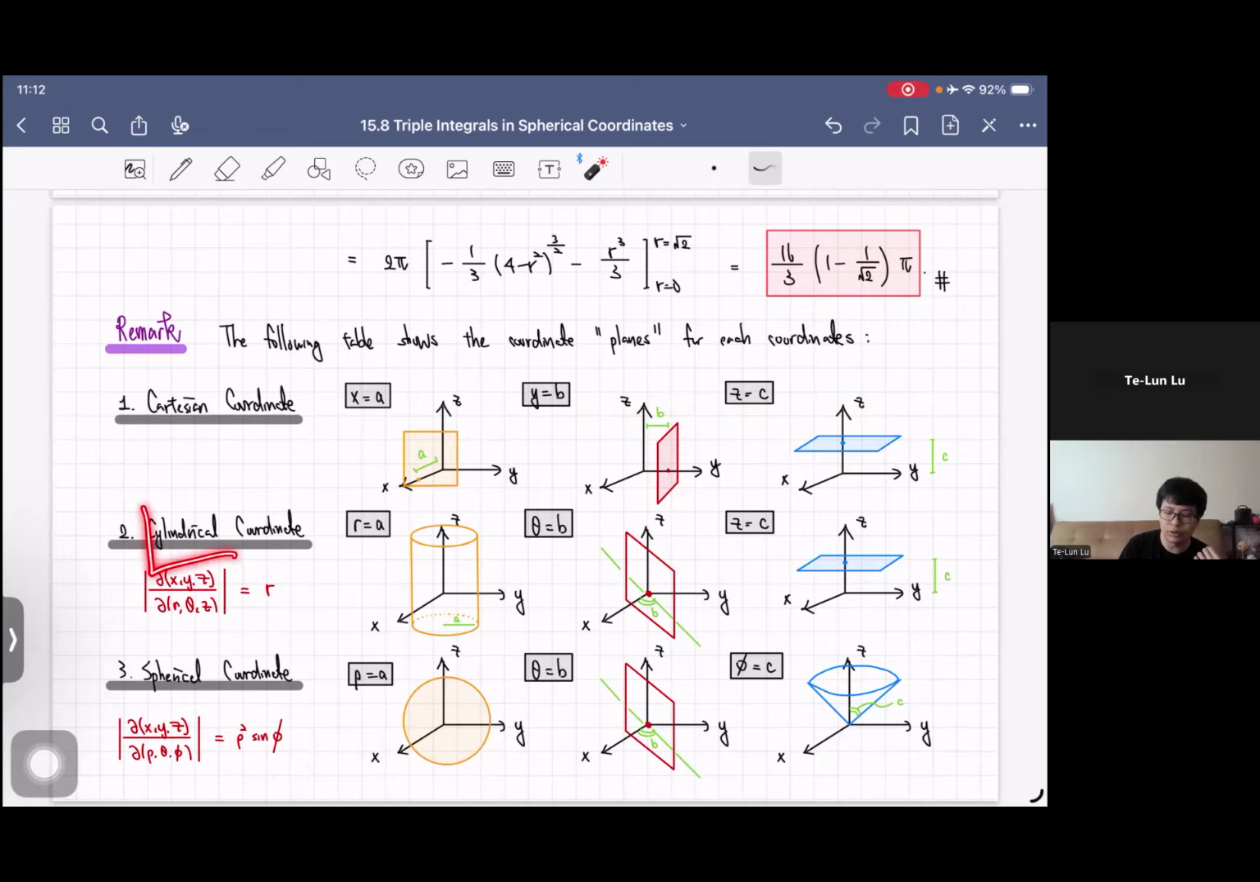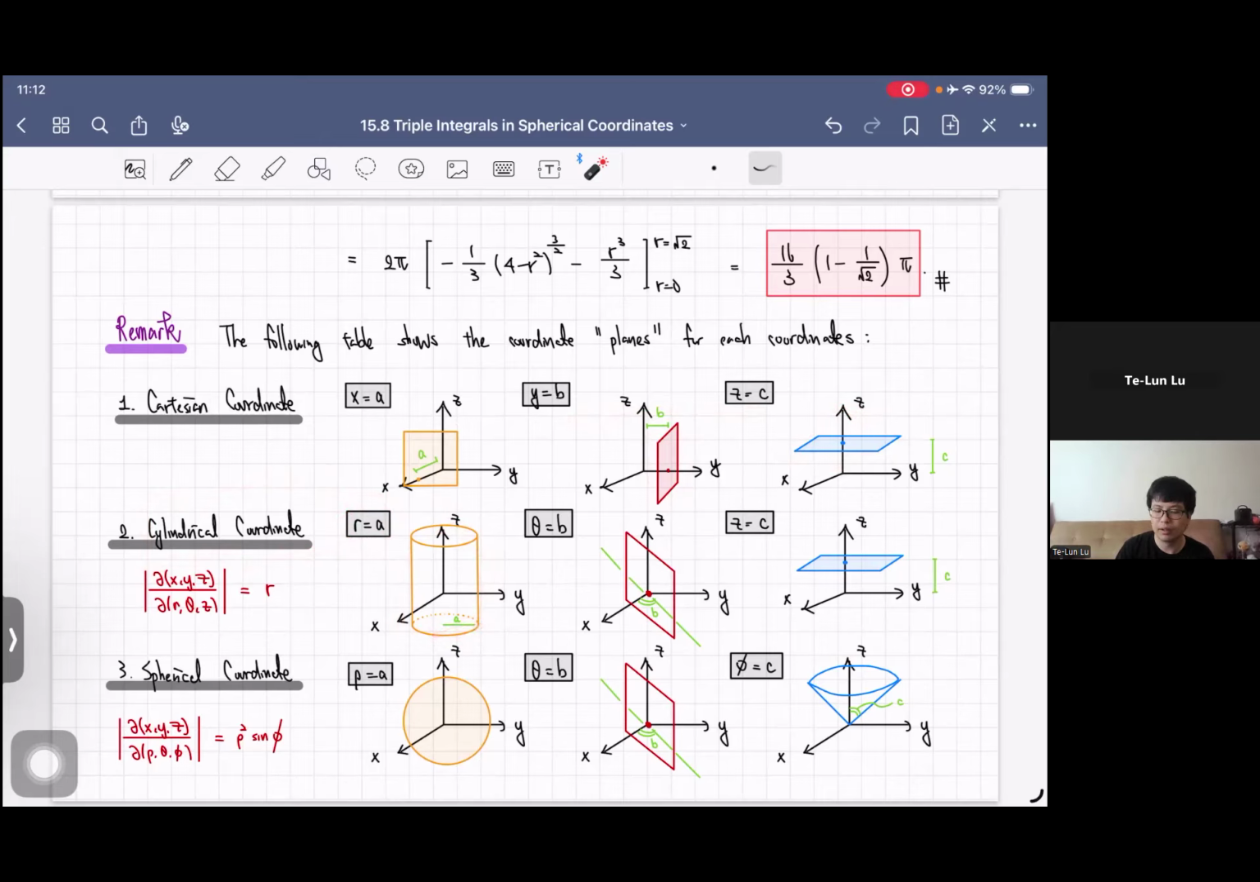And for cylindrical coordinates, we know that when r equals a, it's basically describing every point where the xy coordinates have the same radius. So it looks like a cylinder. Okay, this is when r equals a particular distance a.